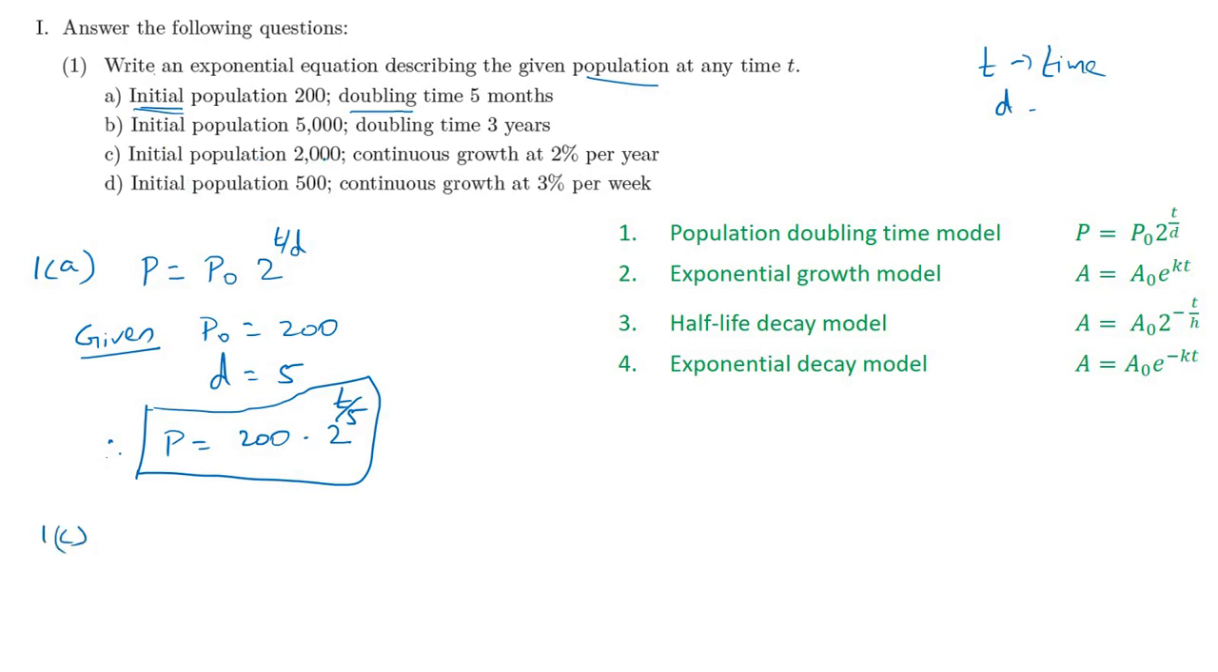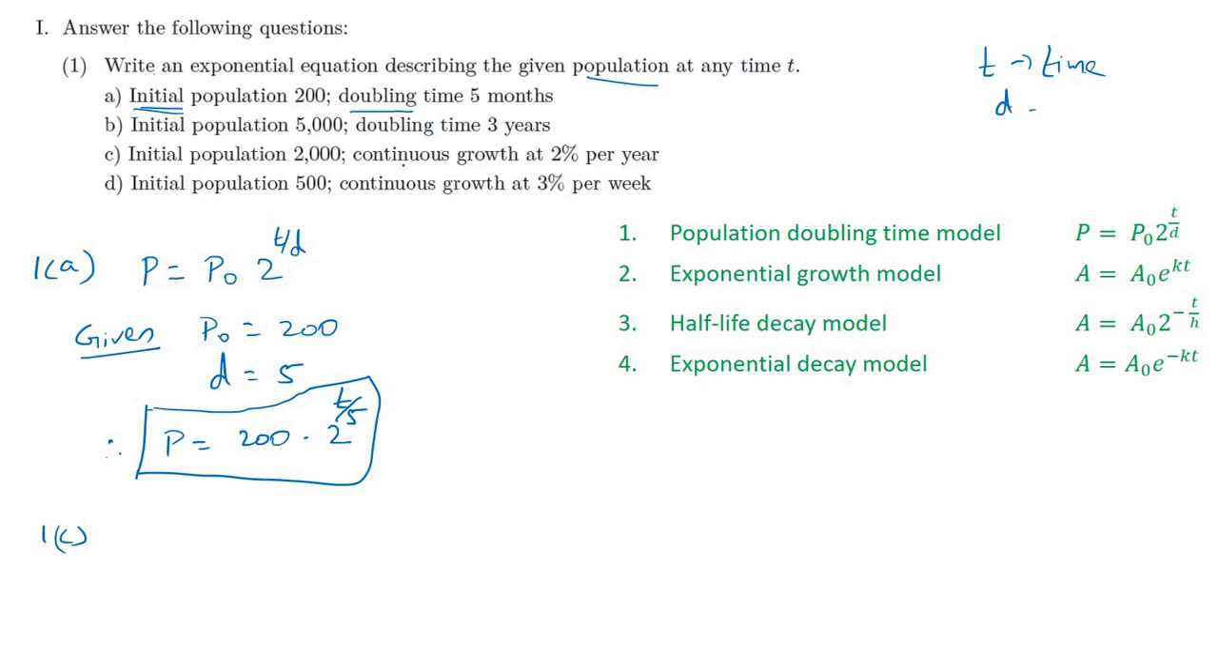Initial population 2000. Okay, so please note that by looking at initial population, don't put P naught. First you want to identify which model. Continuous growth at 2% per week. So you want to write an exponential equation describing the given population at any time.